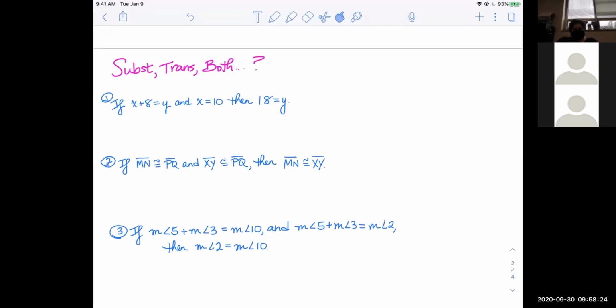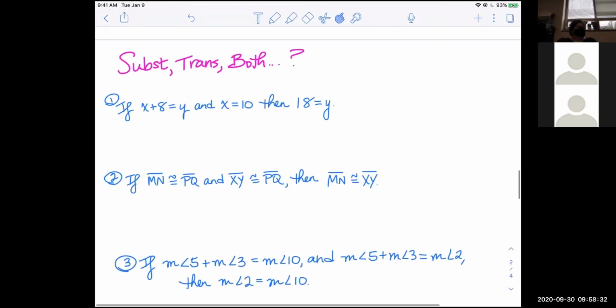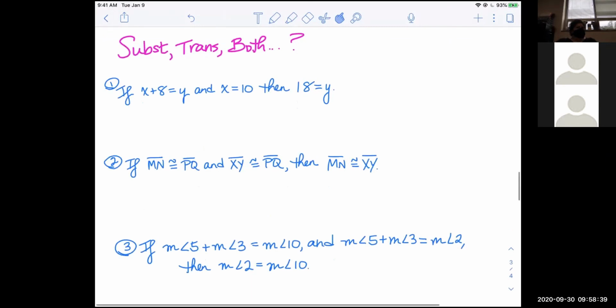I want you to take a minute and see if you've got this straight or not. So write all the possible answers for these 3 problems. Make sure you put property of equality or property of congruence. And I want all the possible answers. So if it's only substitution, then you write substitution property of equality. If it's both, then you write both of them, okay? Make sure you pay attention to property of equality and property of congruence.